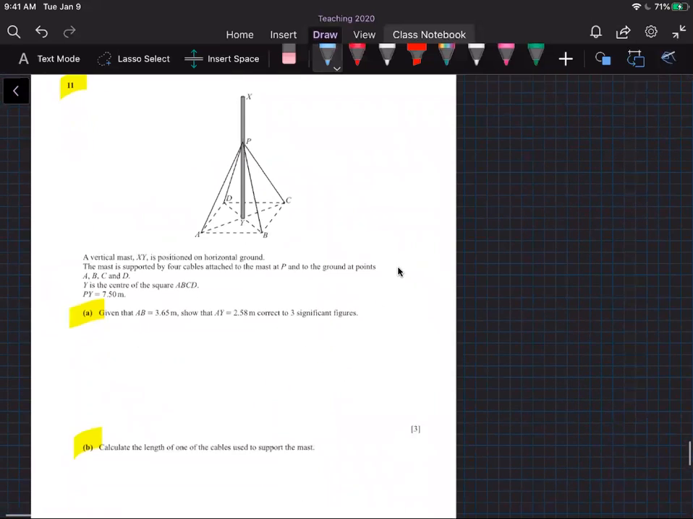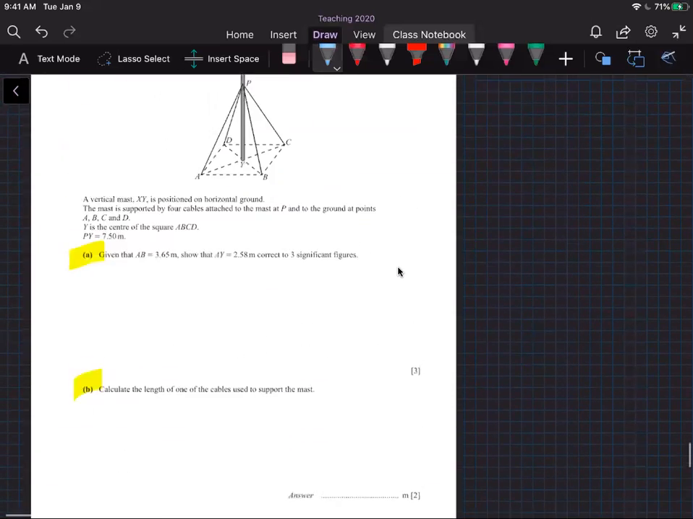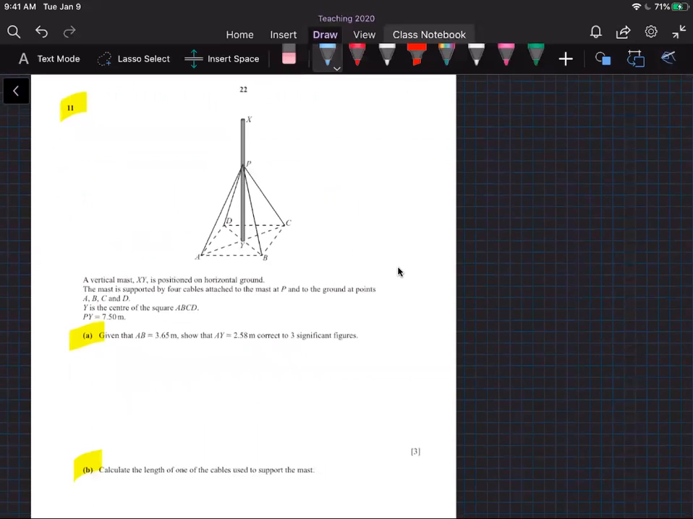Oh, okay. Another one. I think this is the last one, is it? Yeah, the last one. Okay. 11A. Soalan ini, a vertical mast, XY, is positioned on horizontal ground, ini horizontal, okay, so the mast is supported by 4 cables, and then, blah, blah. Y is the center of square, ini square size-nya di bawahnya, so PY is 7.5, so this is 7.5, ya sudah bagi. Okay, given that AB is 3.65, so this is also given 3.65.